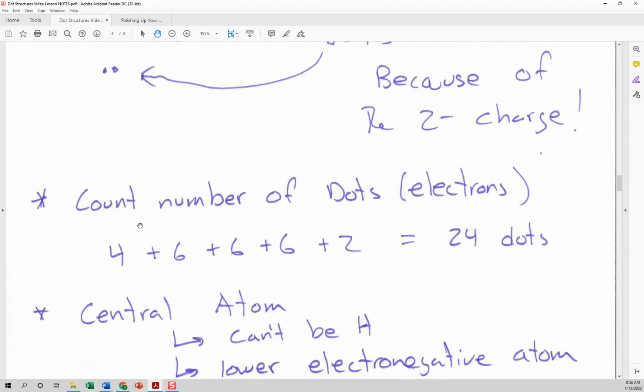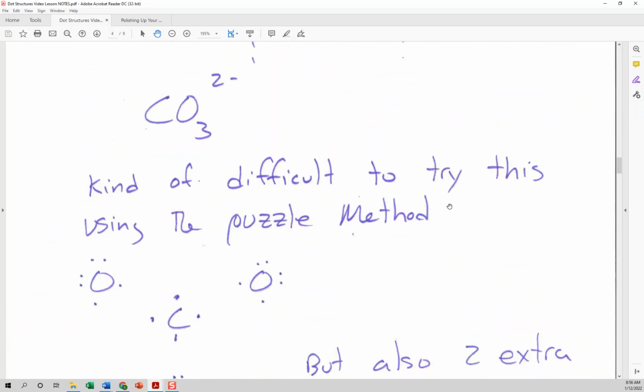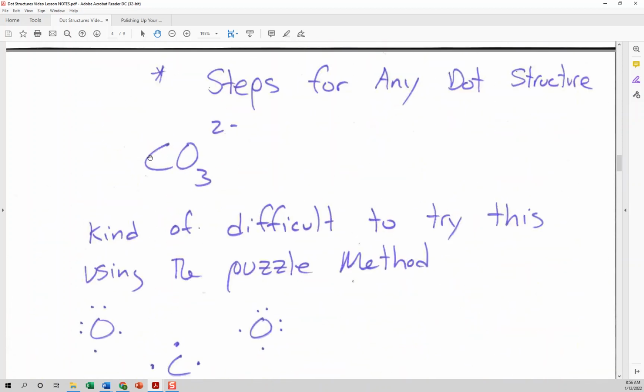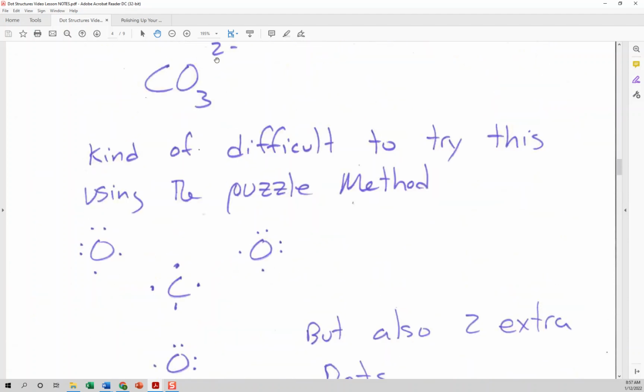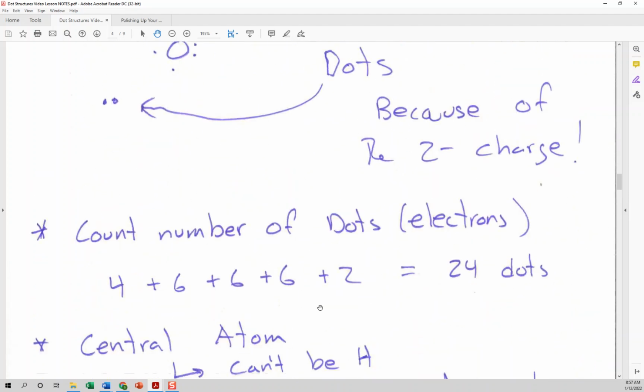So the first thing is count how many dots your structure should have. So let's think about it. Carbon's coming in with 4 valence electrons. Each oxygen's coming in with 6 each. And then you got 2 more electrons for the -2 charge. Okay, so we got 4 for the 1 carbon. We got 6 valence electrons for each oxygen, and we got 3 of them. And then +2, and again, that +2 comes from that -2 charge. Okay, so if we add them all up, we got 24 dots.